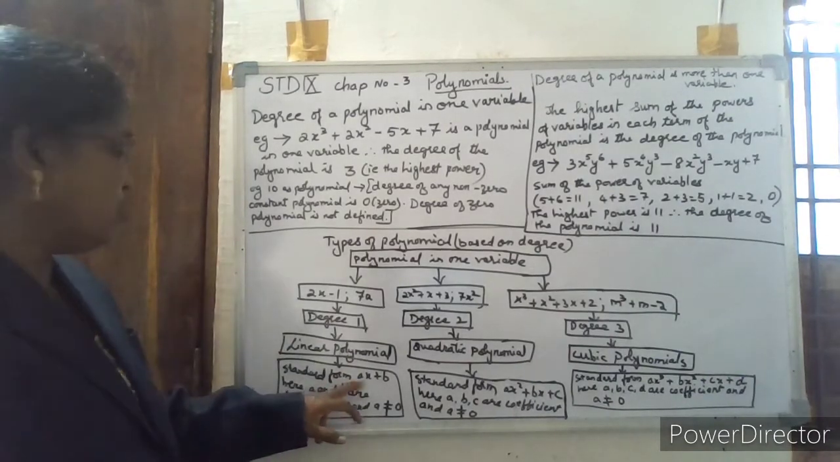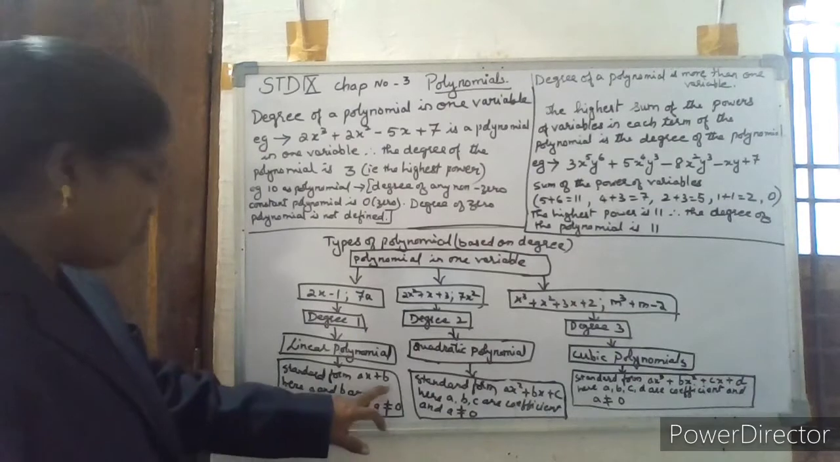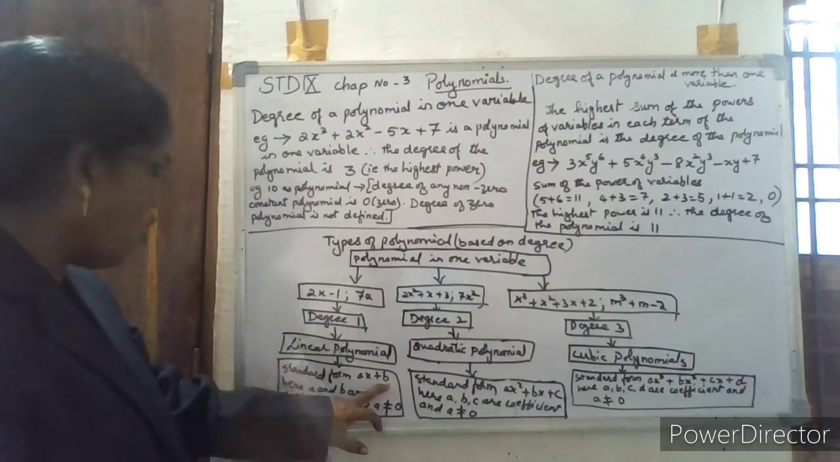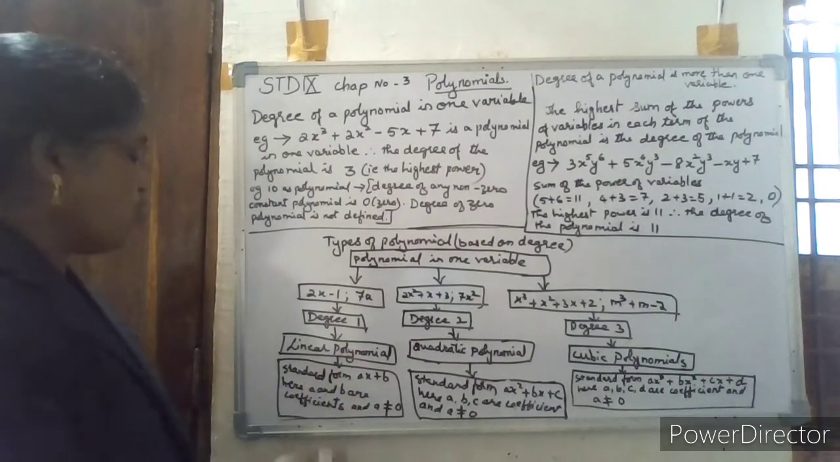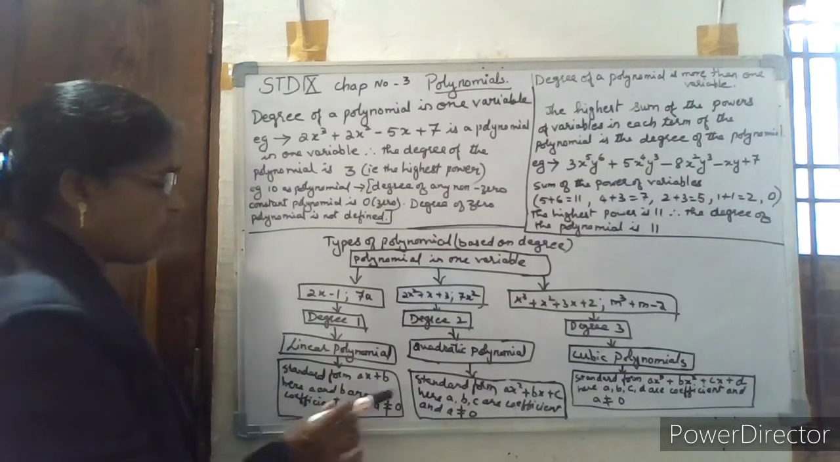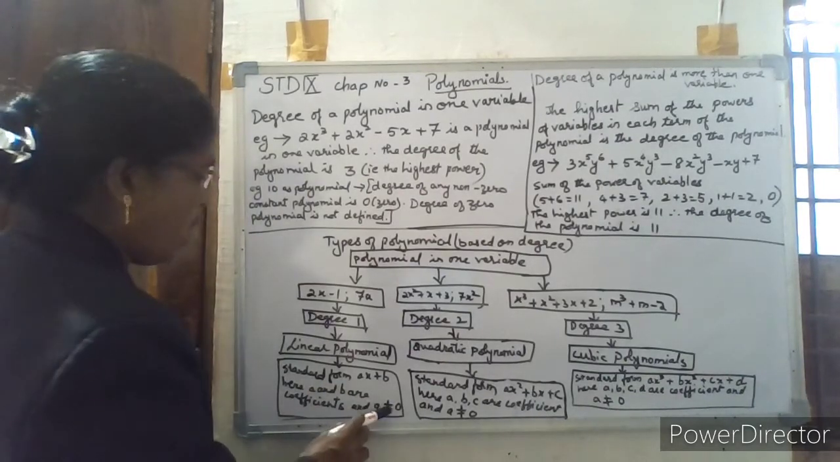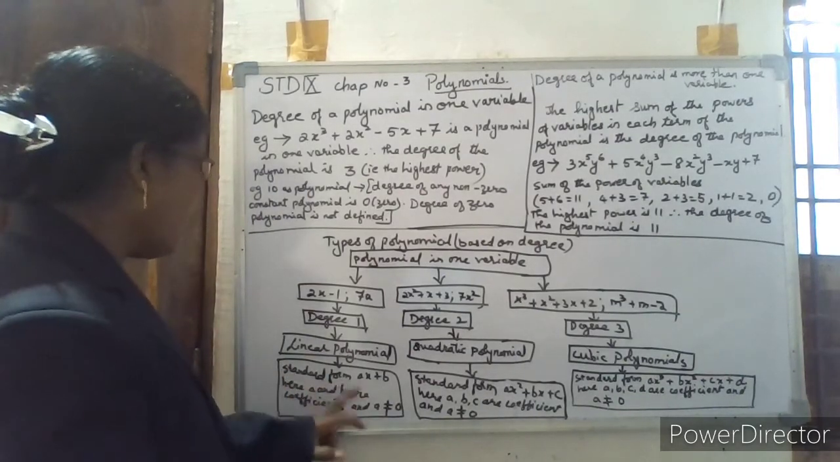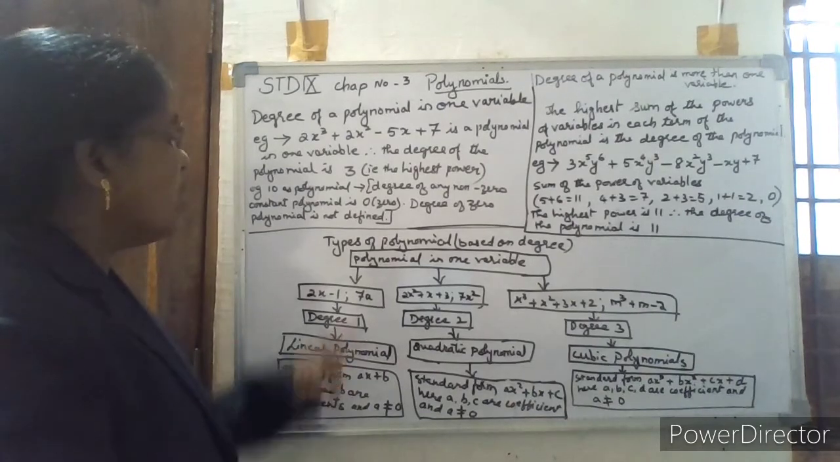The second coefficient can be 0, but the first coefficient cannot be 0. So, a is not equal to 0. This is the standard form of the linear polynomial. Now, we go to the next one.